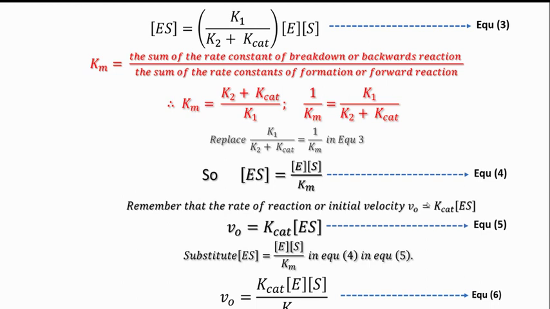Now, always remember that the rate of reaction will always be K cat multiplied by ES, because ES is broken down to give you the product. So when we substitute what ES is, we have our equation 6.